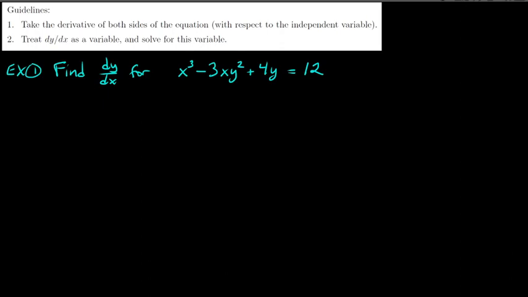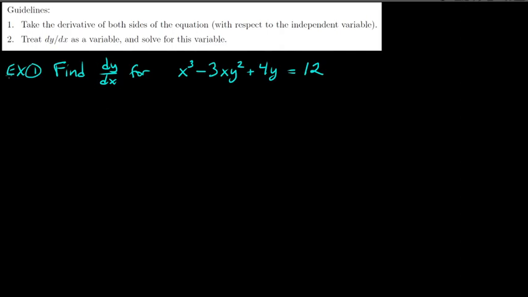Okay, so now we can move on to implicit differentiation. And there's really just 2 steps here. These are sort of the guidelines to finding the derivative implicitly. And that's what we're going to do here. So notice we have this equation here, x cubed minus 3xy squared plus 4y equals 12. And we want to find the derivative of y with respect to x.